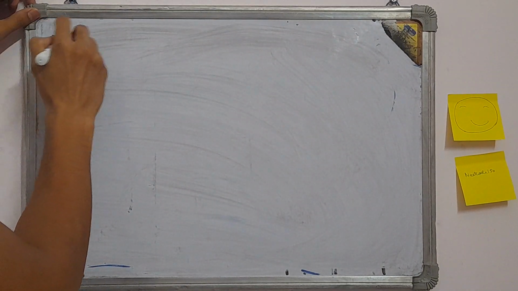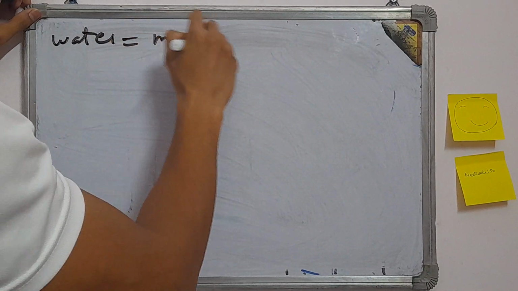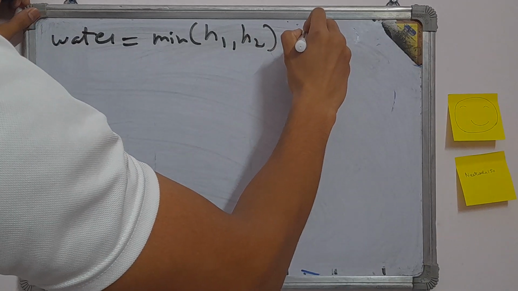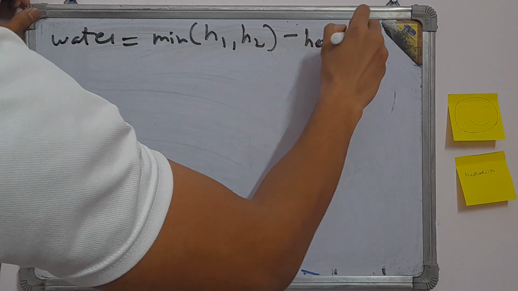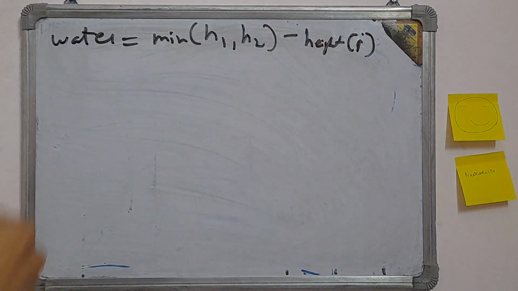So let's write it down. Water equal to minimum of H1 and H2 minus height of I, let's say I is the index where we are right now. Now let's take another example.